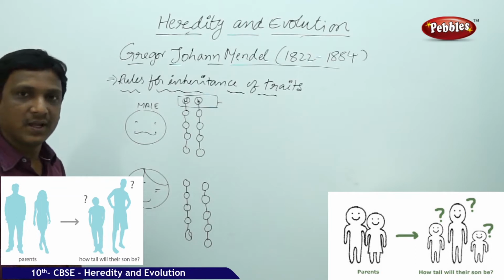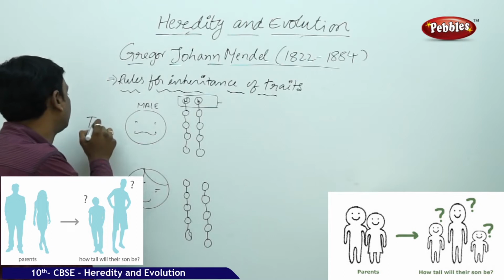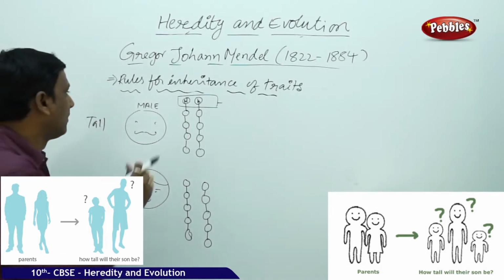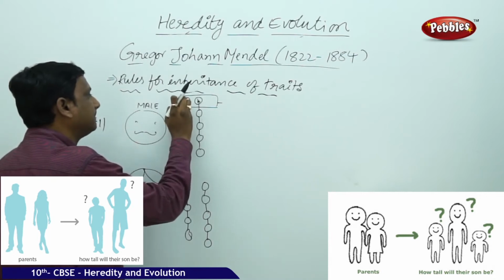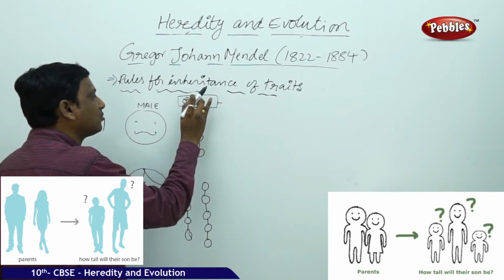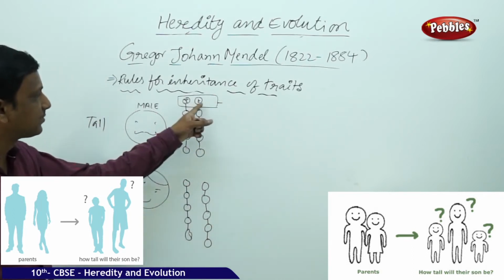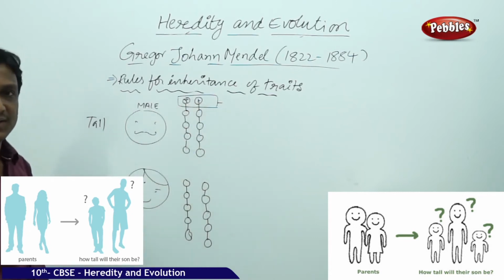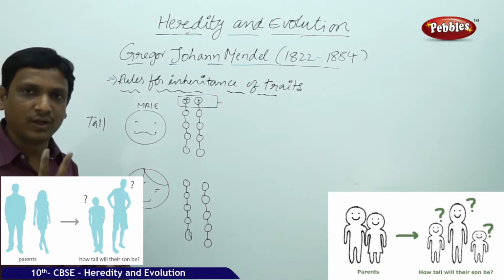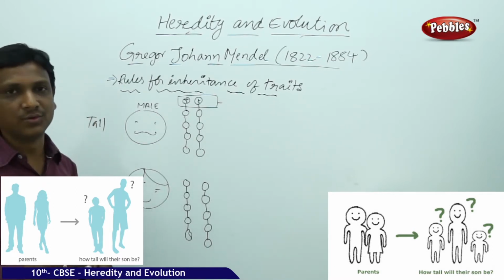But how is one character expressed? Father is tall. Okay, better we take capital T for tall. So the tallness is controlled by two genes. The second gene is small t, meaning short. So a person has two genes, one telling you to grow tall, one telling you to grow short. But only one is expressed.